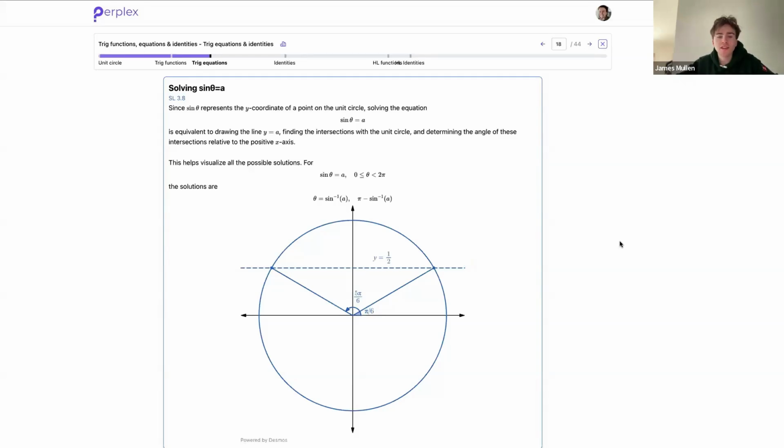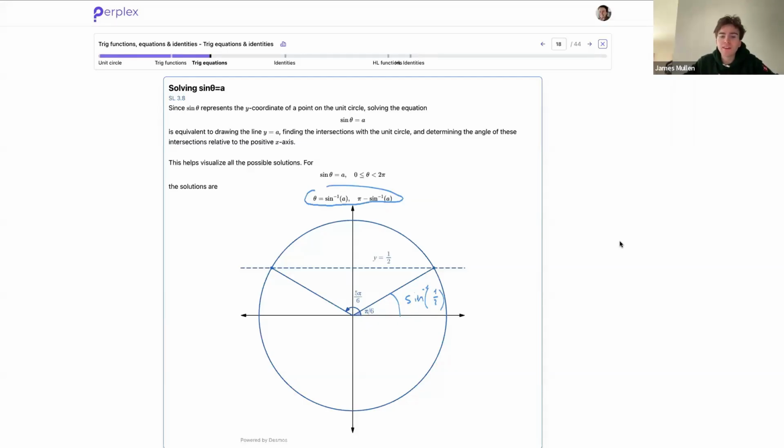And we notice that's almost always going to give me two solutions, except if I draw the line y is equal to 1 or a line that's outside the unit circle, which is going to have no solutions. And this helps visualize all the possible solutions for sine theta is equal to a. Now, the first solution, the one over here, is going to be sin negative 1 of a, or in this case, sin negative 1 of 1 over 2. But the second one, the complementary angle, is on the other side, and that's going to be pi minus the inverse sin of 1 over 2.